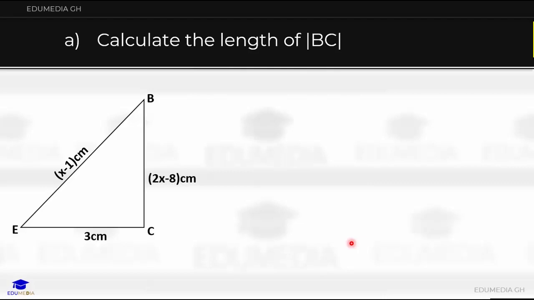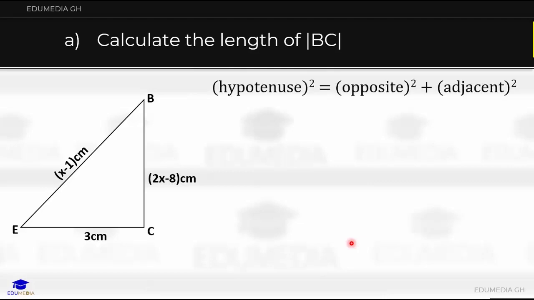For this question, we have all the sides given to us and we don't have the angle. Therefore, the best and the easiest way to go is to use the Pythagorean theorem. The theorem is that hypotenuse squared is the same as opposite squared plus adjacent squared. The hypotenuse we have in this question is BE. The opposite we have is BC, and the adjacent is EC. So in essence, the question is asking us to look for the opposite of this particular shape.